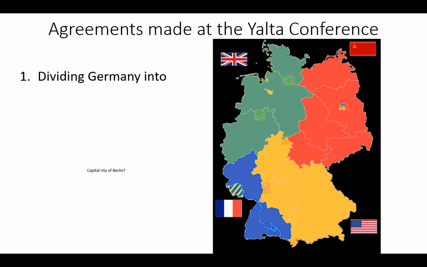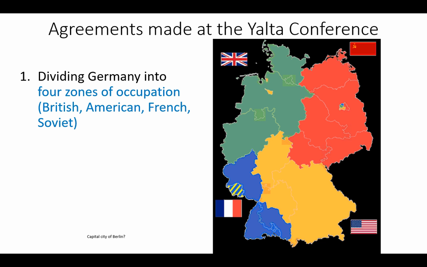One of the agreements was that they were going to divide Germany into 4 zones of occupation. Okay, so there was going to be a British zone, an American zone, a French zone, and a Soviet zone. So here we have the British zone in green, the French zone in blue, the American zone in orange, and then the Soviet zone in red. All right, and now the capital of Germany is and was Berlin. So where is Berlin? Well, take a look here in the Soviet zone. Here we have the city of Berlin.